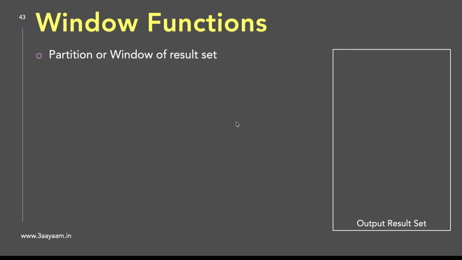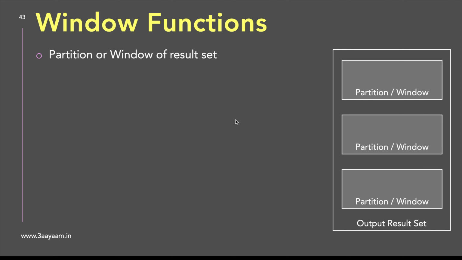Let's say this is the output result set. And what happens is that the output result set is partitioned. The partition is also known as a window. Now this partitioning of the output result set is done by a keyword called partition by, or the partition by clause in the SQL statement. So we mention the partition by clause in the SQL statement to create these partitions or windows out of the result set. Now after the partitioning is done, we can do various operations at the individual partition level. Now this partition can be, let's say, state wise, country wise, group wise, etc.